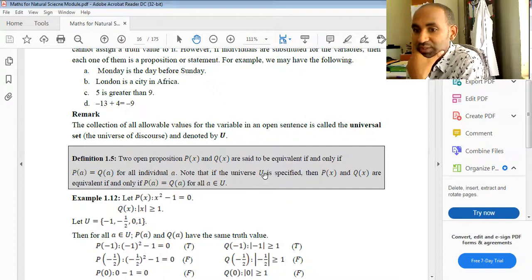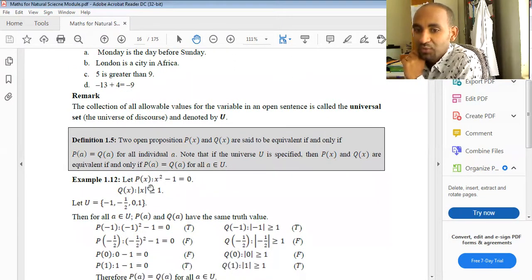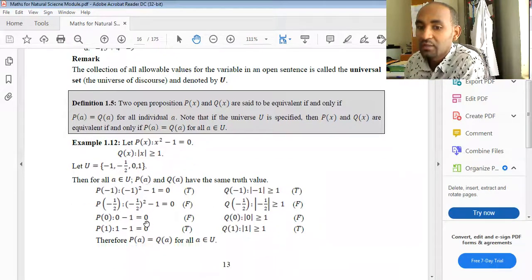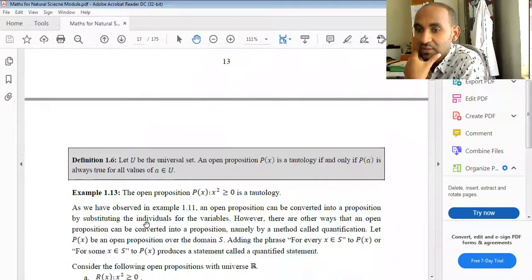It's not a number. Equality is in the sense of truth value. So note that if the universal set is specified, then P of X and Q of X are equivalent if and only if P of A is equal to Q of A. That means if one is true, the other is true. If one is false, the other is false for all elements in the universal set. Okay, you can see this example. P of X is X squared minus 1 is 0. Q of X is the absolute value of X is greater than or equal to 1. So the universal set contains only 4 numbers here. So for all these numbers, P of X and Q of X assume the same truth value. If P of X is true, Q of X is also true. If P of X is false, Q of X is also false. So they are equivalent. You can see that by yourself.